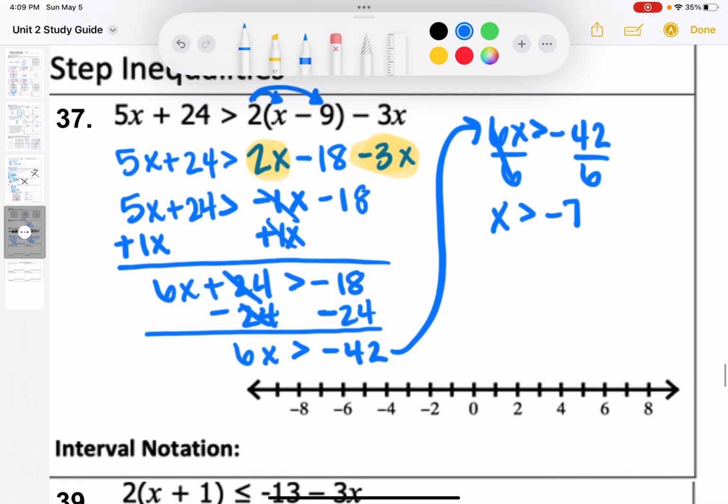So on my number line, I'm going to have an open circle on -7, not -5, -7, and I'm going to shade to the right because it is greater than. If your arrow is pointing to the right, that's +infinity. If it's pointing to the left, that's -infinity. So this one's pointing to the right, so I'm going to have parentheses, -7 because it's an open circle, comma, +infinity with a parentheses.